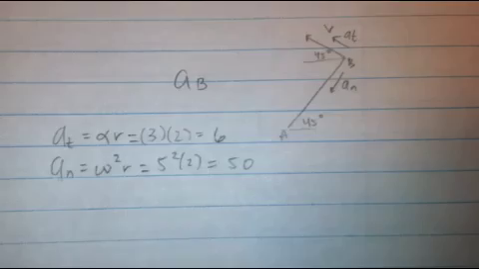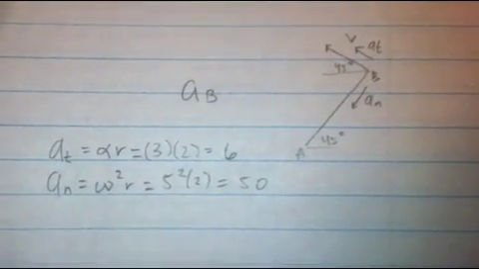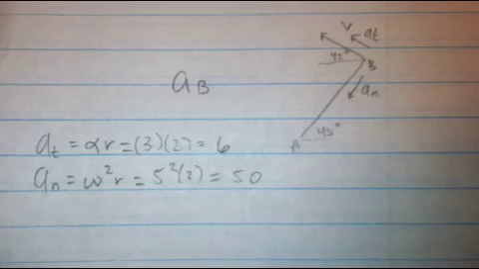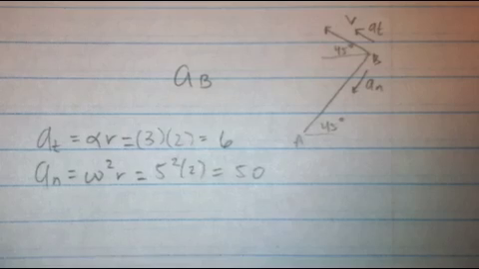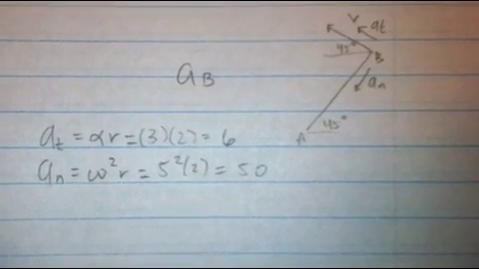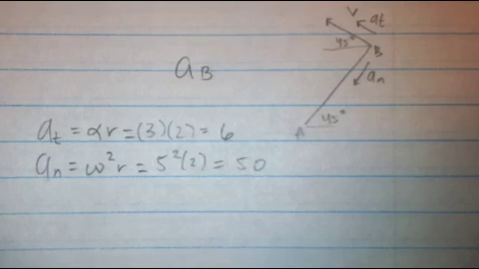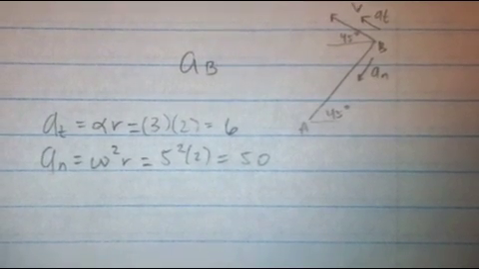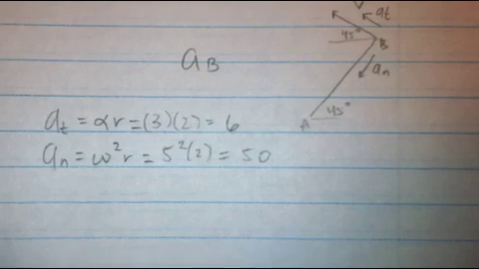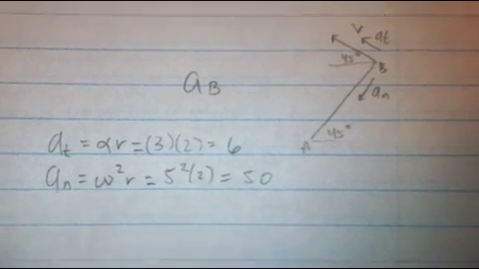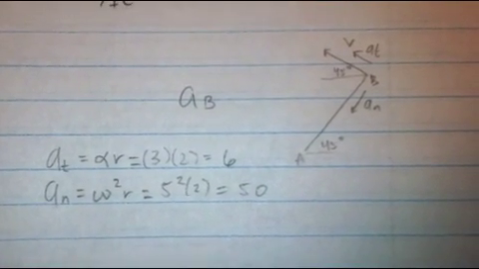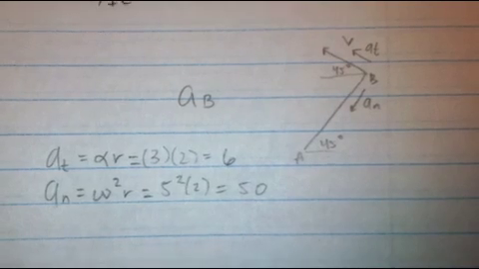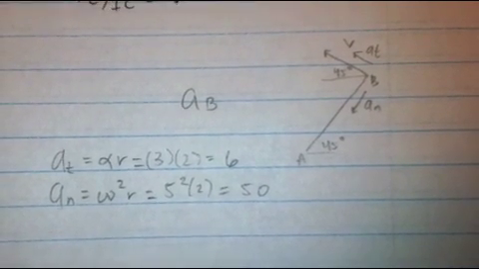So moving on to acceleration at B, we have the tangential acceleration equals alpha times r. Both of these are already givens, so it's just 3 times 2 equals 6, and this acceleration moves to the top left at an angle of 45 degrees.